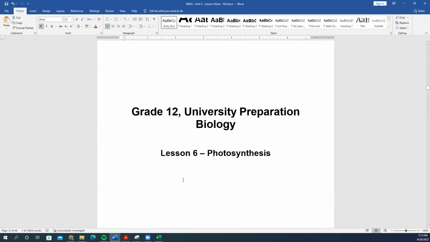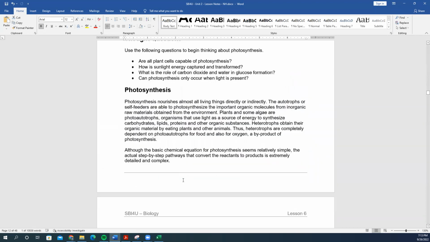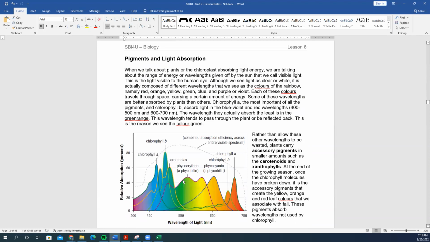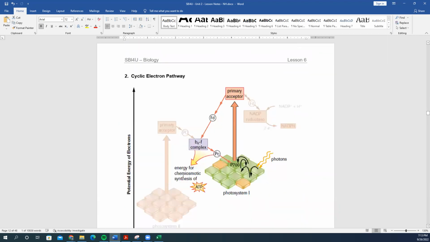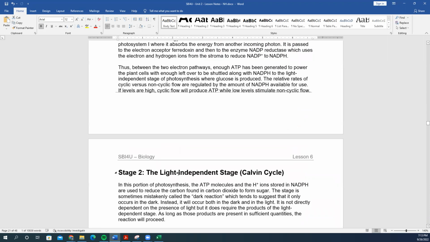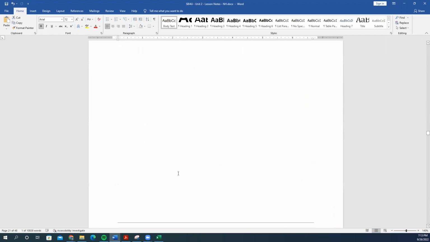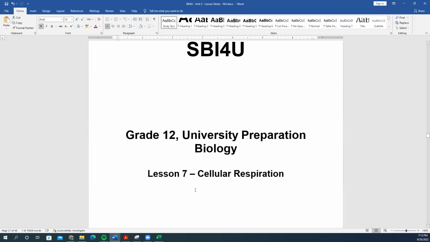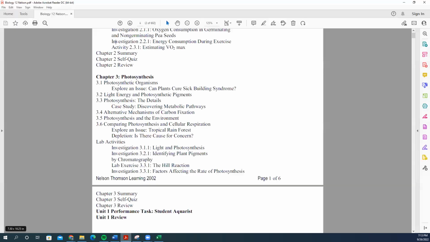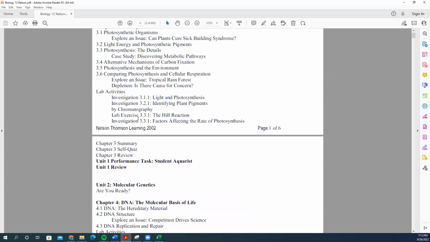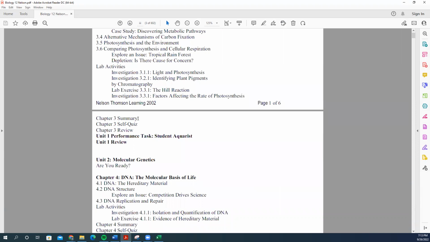So you can go ahead and start reviewing some of the material if you like for next lesson and be familiar with it. And there's quite a lot to cover there. And then after photosynthesis, lesson number 7 is cellular respiration. And again, that is covered in chapter 3 for photosynthesis, chapter 2 for cellular respiration.